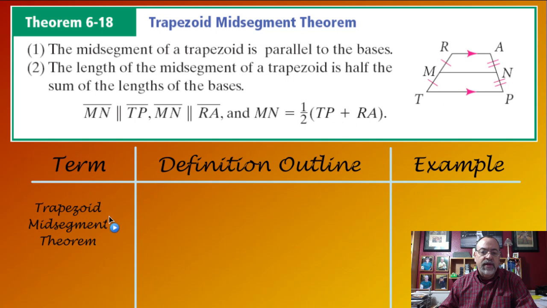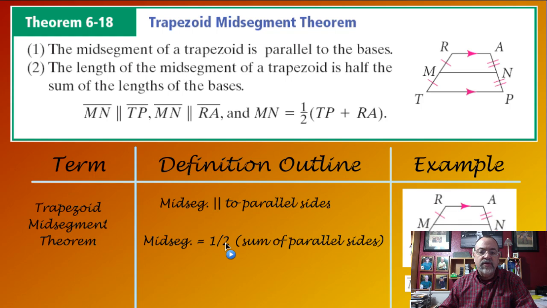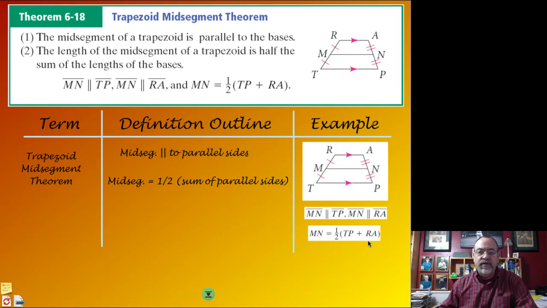So we should be able to then write an equation which allows us to determine the lengths of different sides if we are given enough information. So the midsegment is 1/2 the sum of the parallel sides. So using that, we should be able to solve some lengths of sides using that equation.